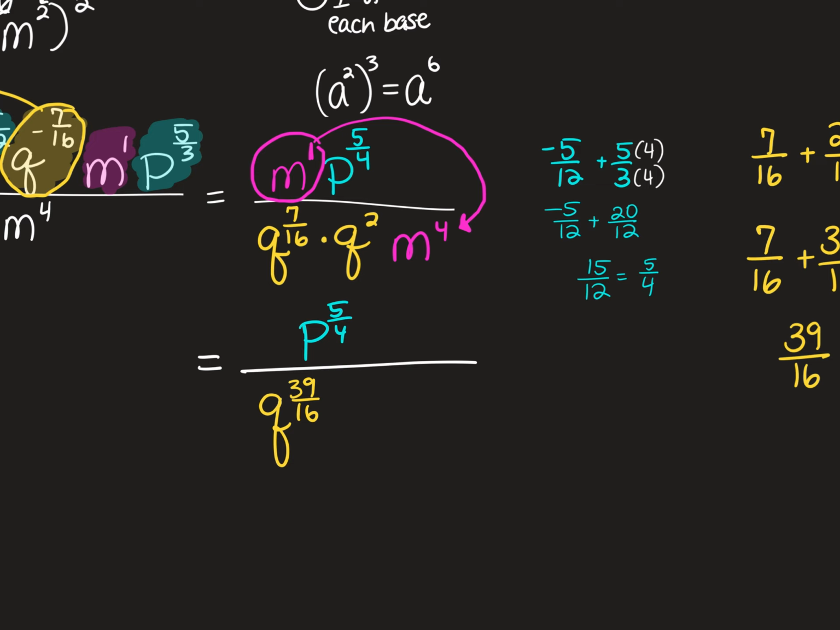Wait, why need to do that? Why? 'Cause can't they just be on like opposite sides? We want one of each base. That's the ultimate goal. To fully simplify this, we want to have one of each base. And right now I still have two m's.